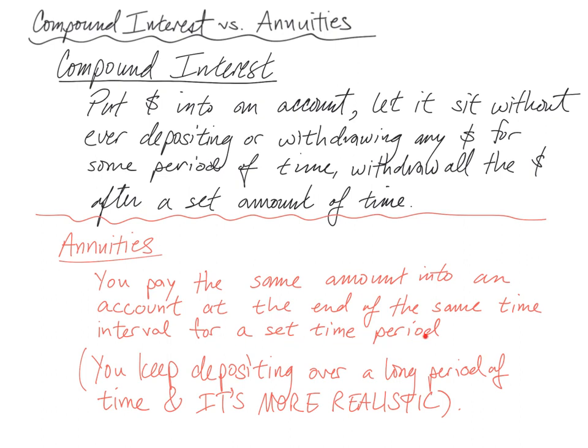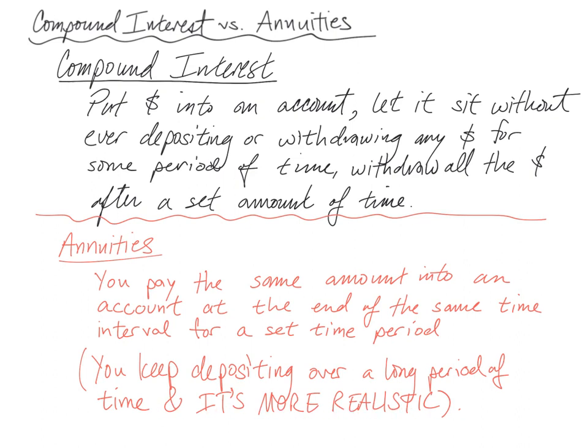And then you do that for a set period of time. Again, if you're retiring, for years. If you're saving for a car that you know you want to buy in 5 years, then your time period would be 5 years. But the point is, this makes so much more sense: you keep depositing over a long period of time and it's more realistic.